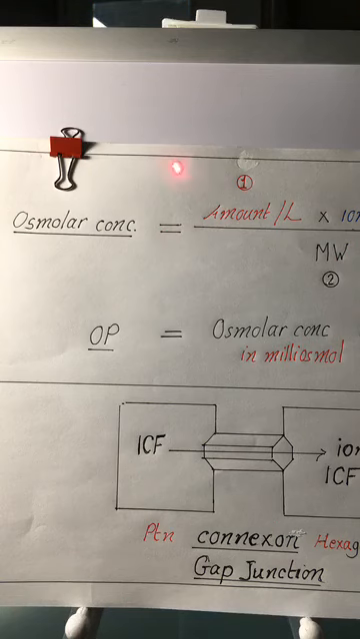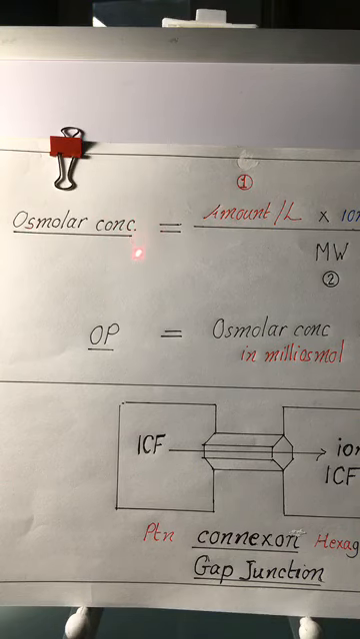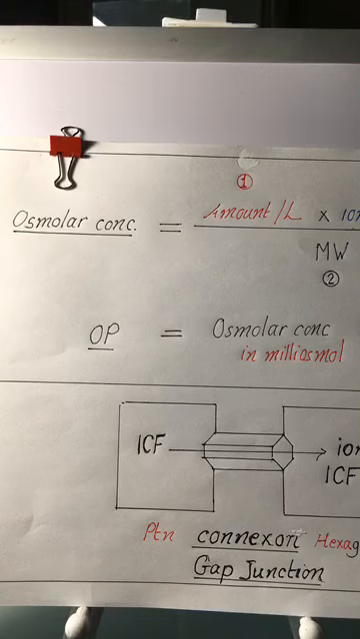If you have been asked to calculate the osmolar concentration, the first step: you know that the osmolar concentration is always calculated per liter. So the first step, calculate the amount per liter. If the amount given to you was in half a liter, multiply by 2. In a quarter of a liter, multiply by 4. 200 milliliters, multiply by 5. 100 milliliters, multiply by 10. Now you get the amount per liter.